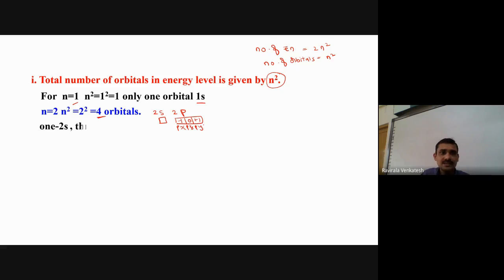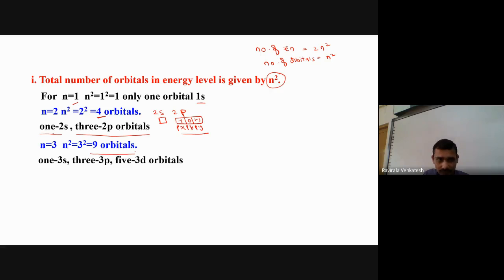4. Now n is equal to 2: one 2s orbital and 3 2p orbitals. See, 3 are 2p orbitals, 1 is 2s. If n is equal to 3, we are getting 9 orbitals. Okay. Now for n equal to 3, we have 3s, 3p, and 3d. In 3s, 1 orbital. 3p is again 3. 3d is again 5, like this: 1, 2, 3, 4, 5.